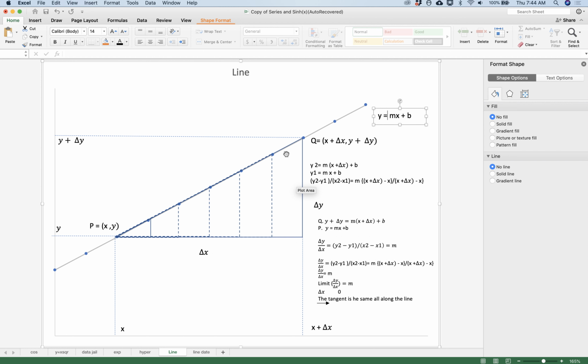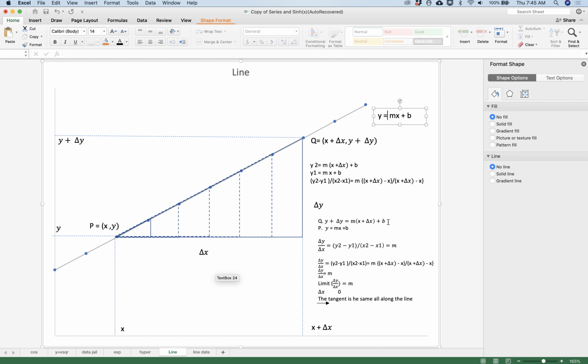The equation of a line is y equals mx plus b. And no matter where we look along the line, if we take the change in y over the change in x, we're going to have the slope of the line. And no matter where we measure that, no matter how we change x, the change in y is always going to be correspondingly the same.